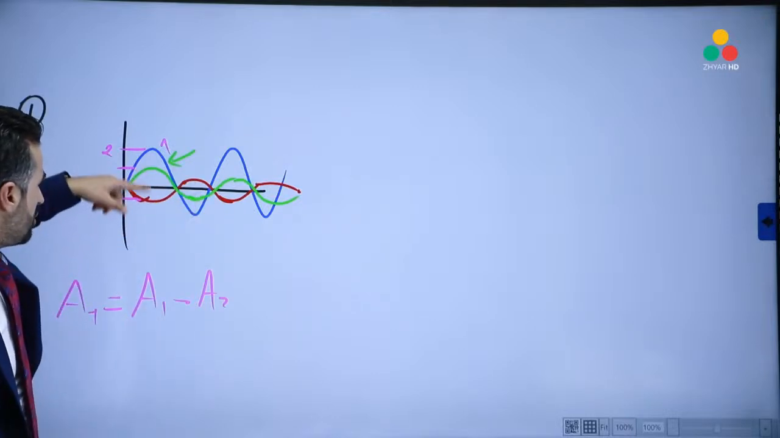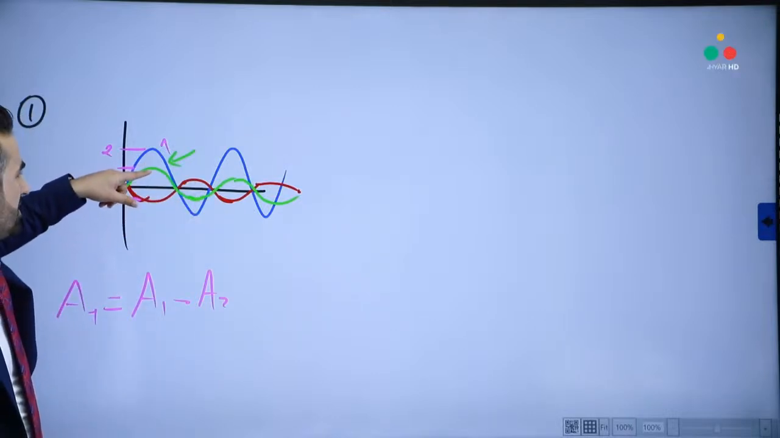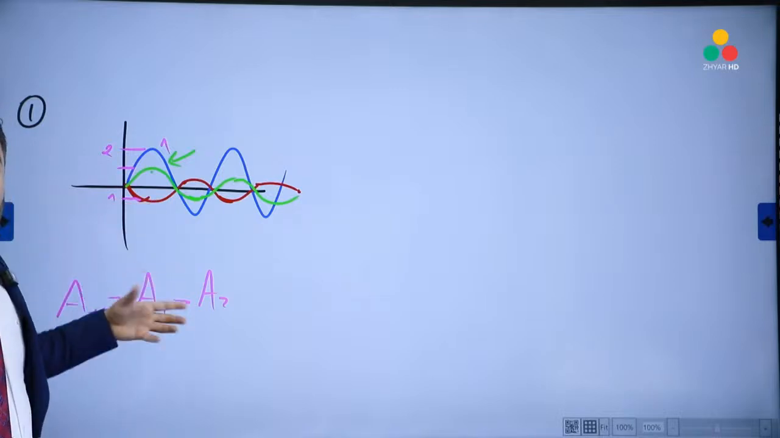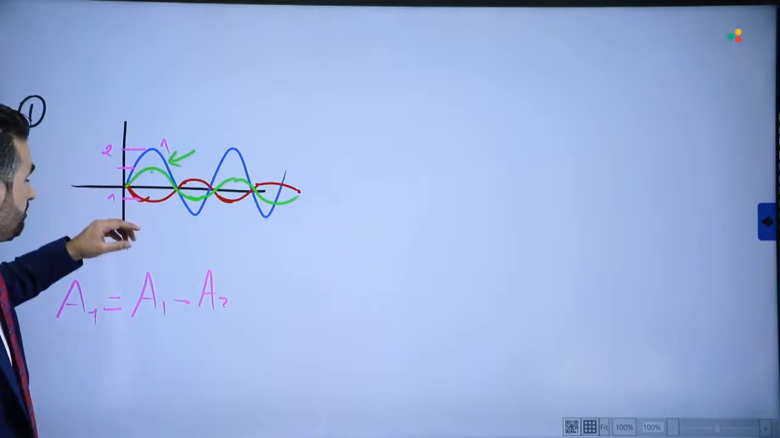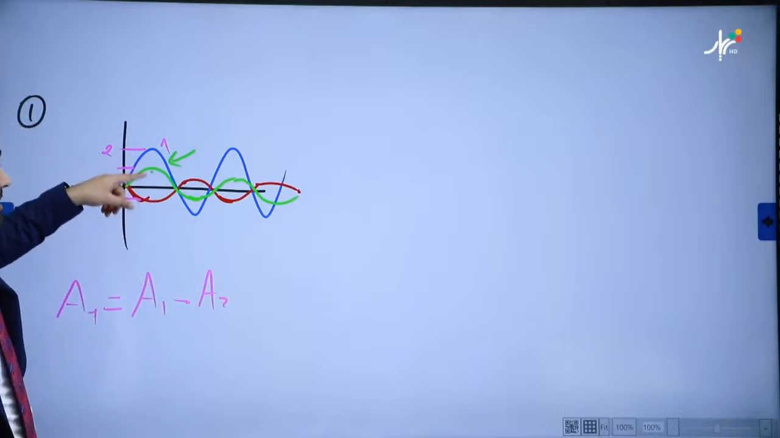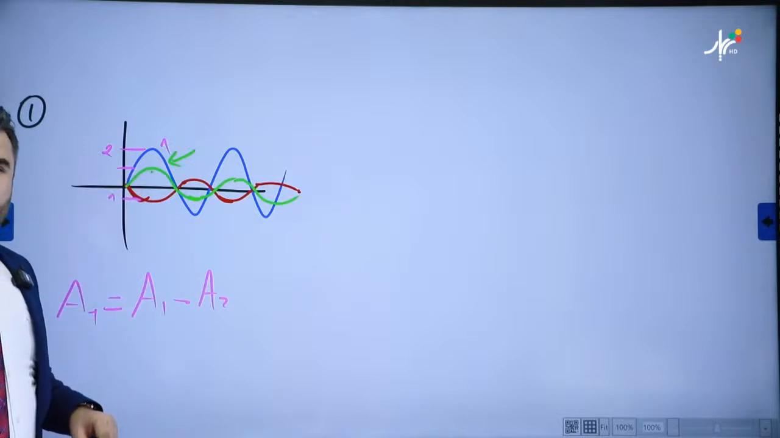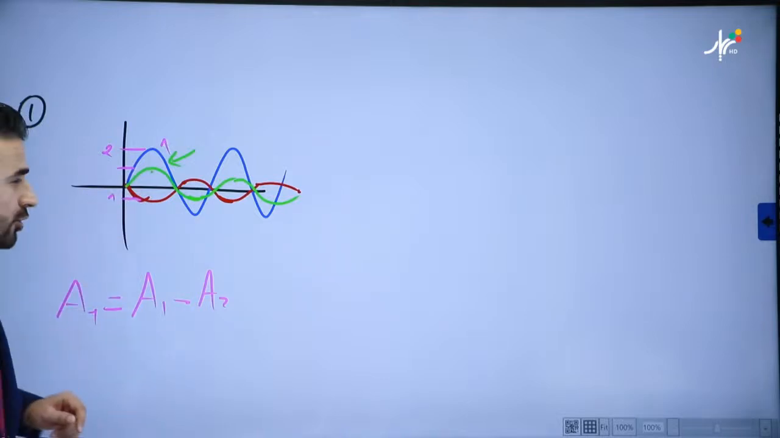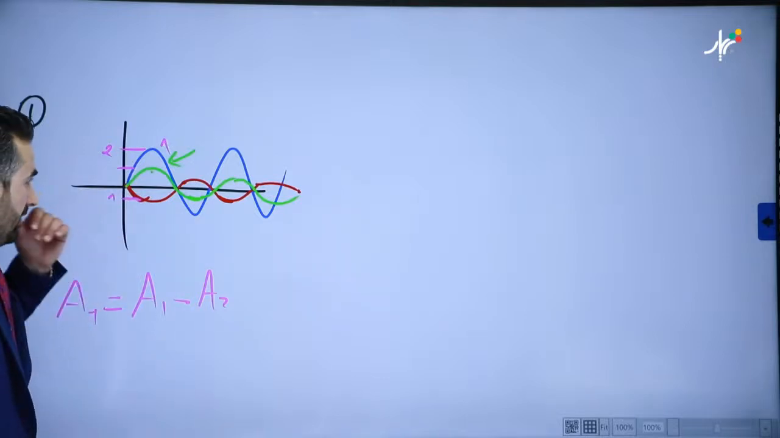Why? Because you can see that this is not smaller than this one. So it would be best if you just say the resultant amplitude is smaller than the amplitude of the larger wave, or the wave that has a larger amplitude. That'll be better to say.